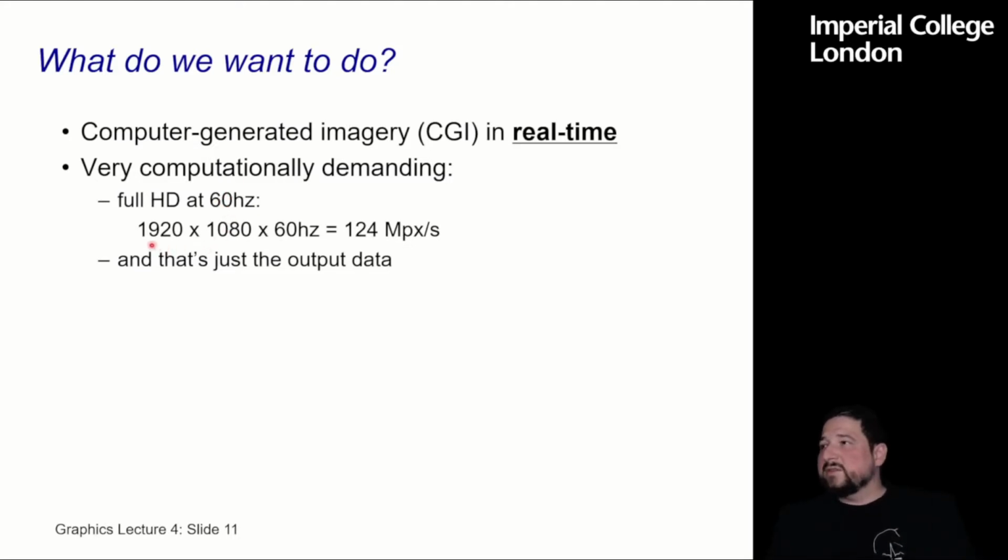So I need to do 1920 by 1080 pixels 60 times a second, which is 124 megapixels a second. These are at least 124 million times processing that entire pipeline from before per second. And that's just the output data. It's not really considering how many computations these are, because we have done all these transformations. I don't know how many vertices, how many points are in my overall 3D scene.